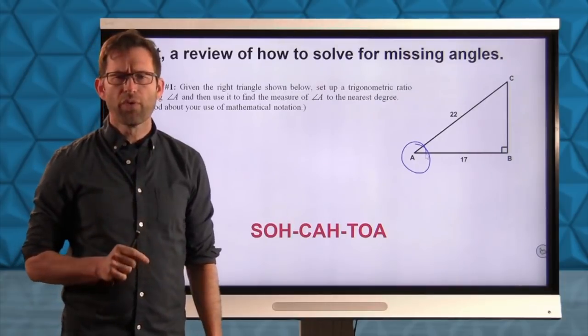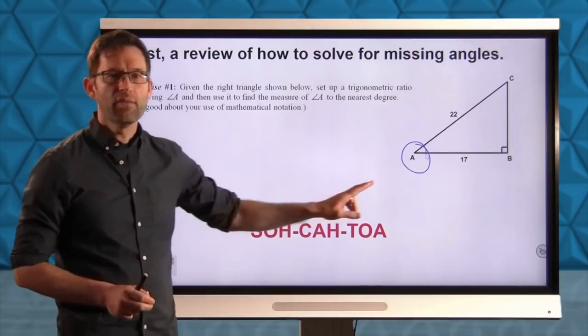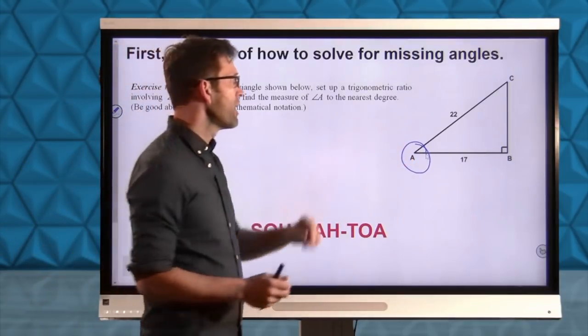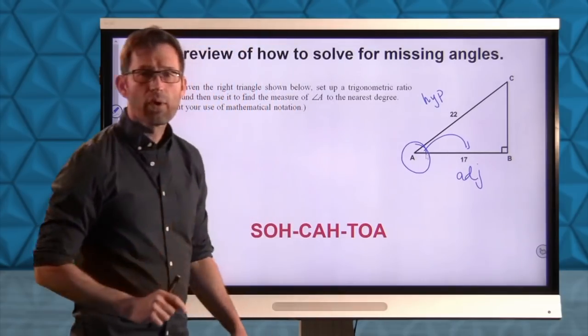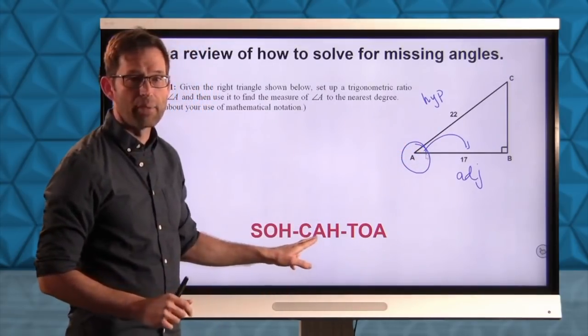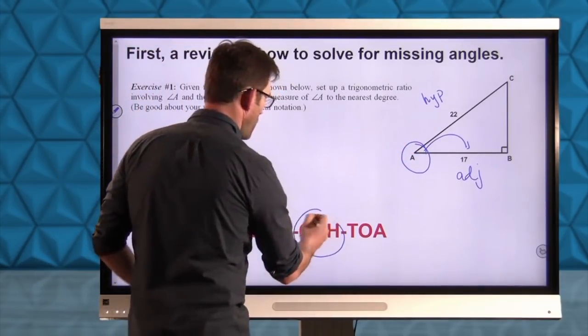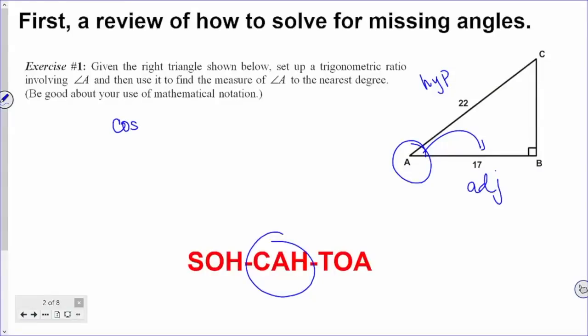Remember, the most important thing is to identify the correct trig ratio that we're working with. And given the fact that we have angle A and we have the hypotenuse, right, then the question is, what's the 17? And the 17 is the adjacent side. So the trig ratio that relates the angle, the adjacent side, and the hypotenuse happens to be cosine, right? SOHCAHTOA, cosine. So we can write down the following equation. The cosine of angle A must be 17 divided by 22.